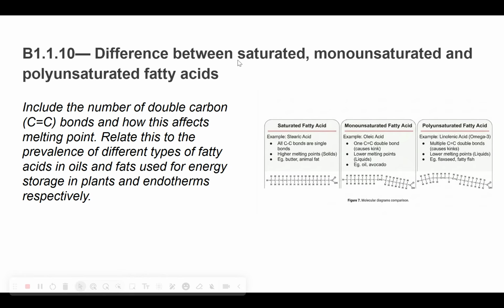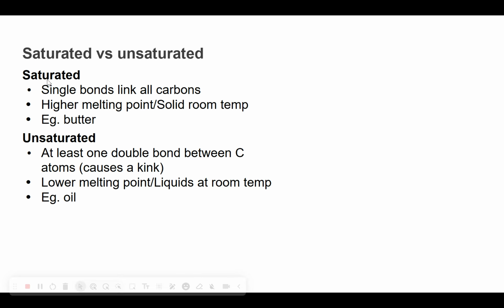And this idea of the difference between saturated, monounsaturated, and polyunsaturated fatty acids is really important in those tails. So include the number of double carbon bonds and how this affects melting point. Relate this to the prevalence of different types of fatty acids and oils and fats used for energy storage in plants and endotherms, respectively. So let's do a little definition of the saturated versus the unsaturated.